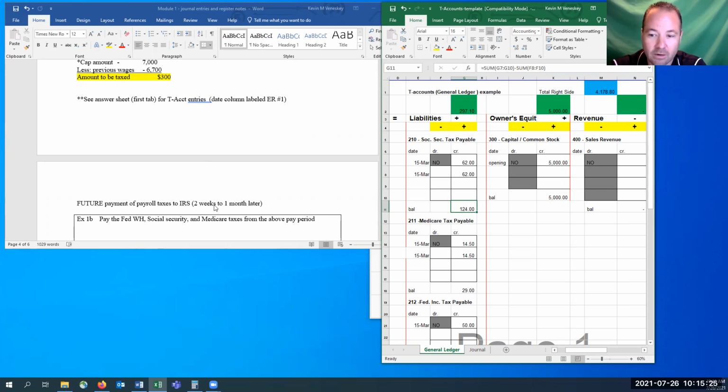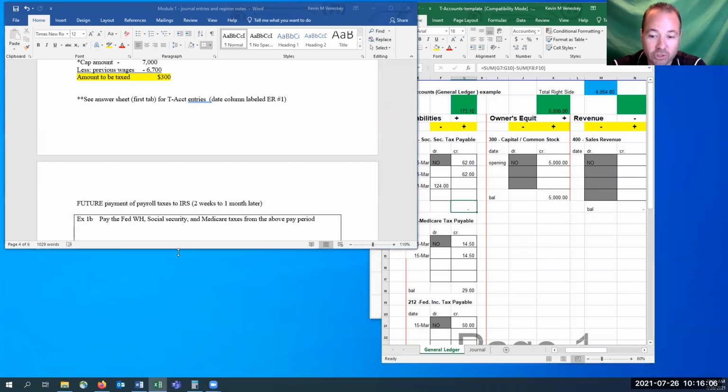It tells us here we are somewhere in the future, 2 weeks to a month after. So let's say we were at the end of March, 3/31. It's time for me to pay off this 124. When I pay it off, I want to owe nothing. So right now I've added these 2 amounts. So if I come over here and I'm going to pay it off, I want to put whatever I owe that I'm going to pay over here in the debit side as a subtraction. And that's going to take it away, so that I now owe 0 when I pay it.